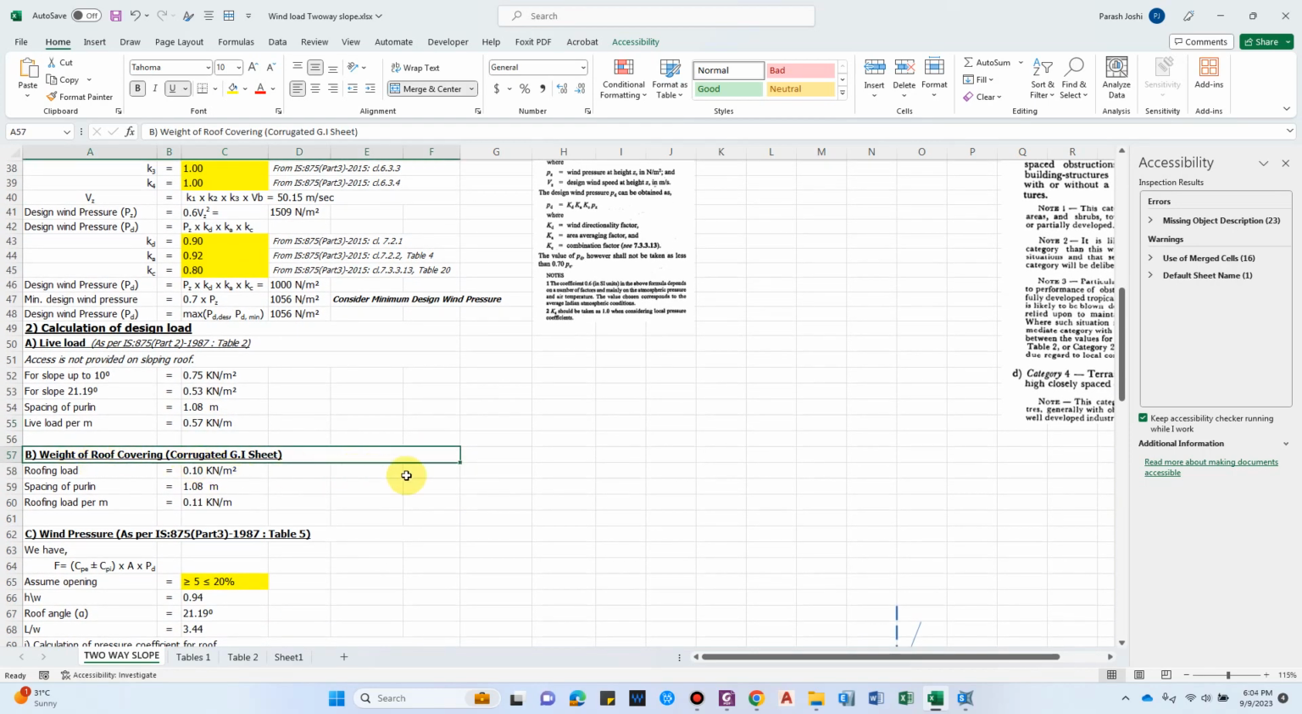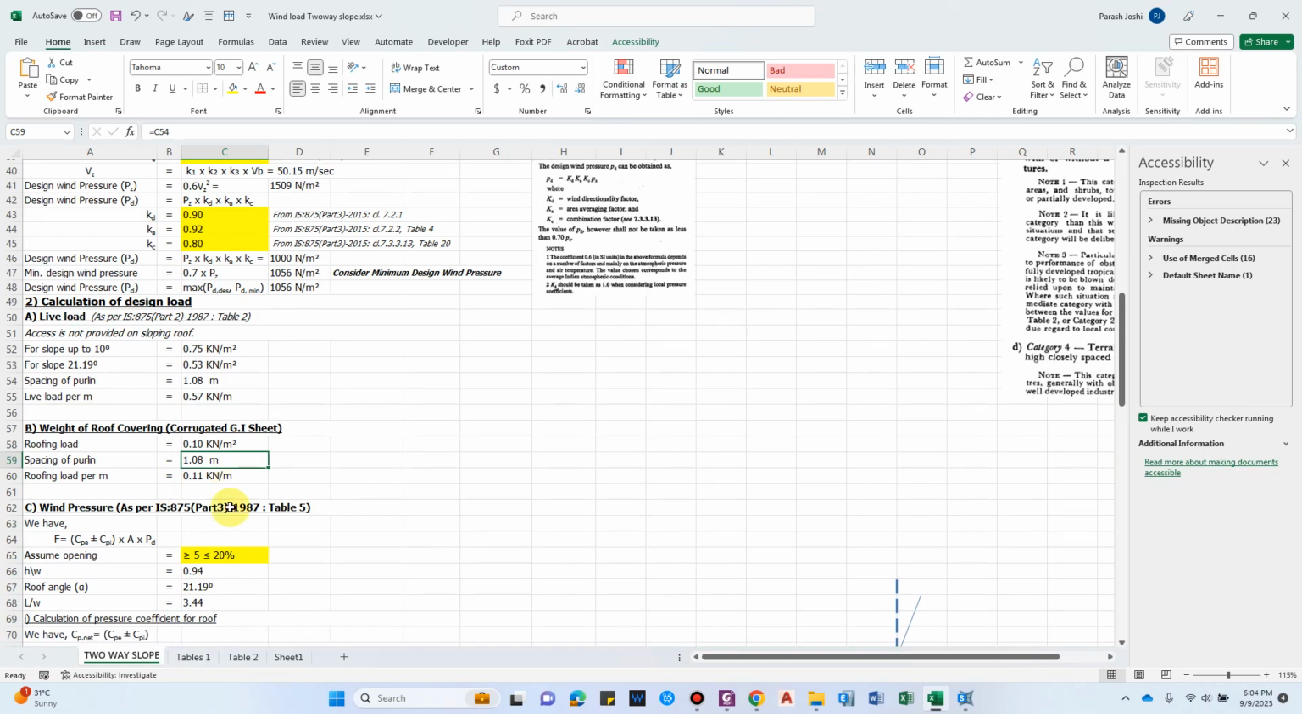Similarly, weight of the roof covering. So for a general standard corrugated GI sheet, we have roofing load as 0.10 kilonewton per meter square. Spacing of the purlin is 1.08 meter. So we get the roofing load as 0.11 kilonewton per meter that will be applied on the purlins.